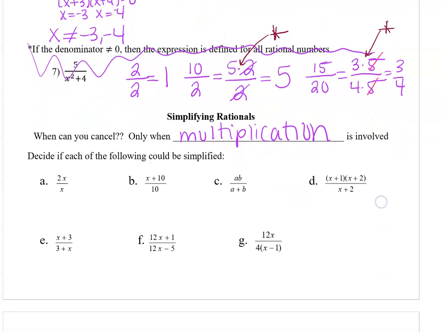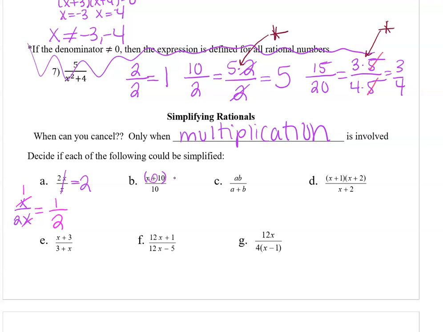So for the first example, I have 2x over x. That's multiplication, so I can cancel the x's. That leaves me with 2. If I actually added another example here and say x over 2x, I can cancel 1x in the top with 1 in the bottom, but remember it's reducing to 1, so that's 1 over 2 as a final answer. If you look at B, anytime you see a plus sign, I want you to think that those terms are glued together. They cannot be broken up. And the plus sign is not multiplication, so I cannot cancel those 10s. So this actually can't be simplified any further.